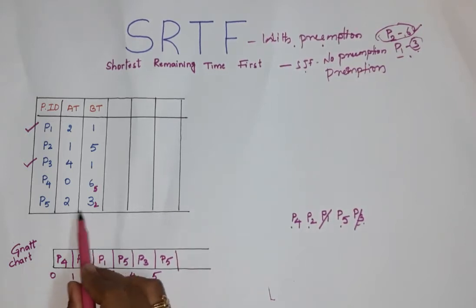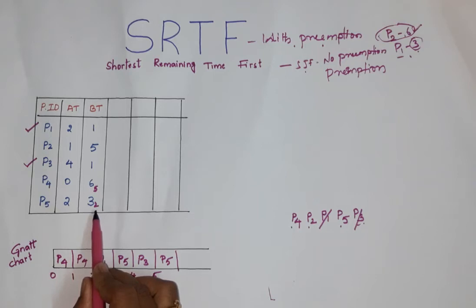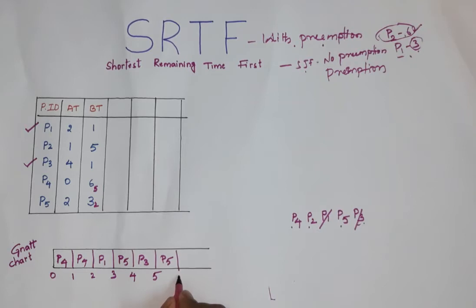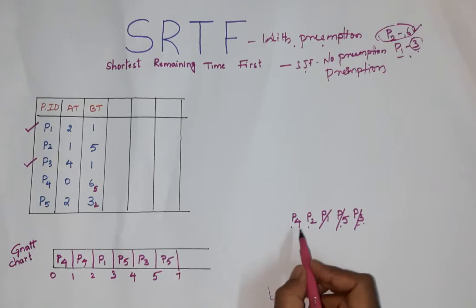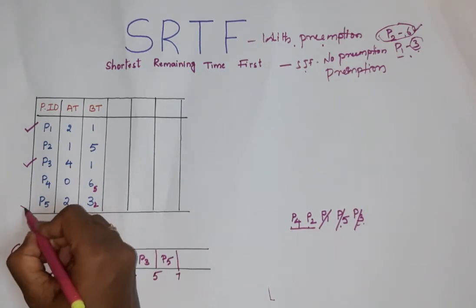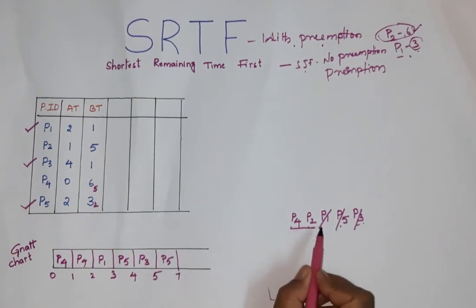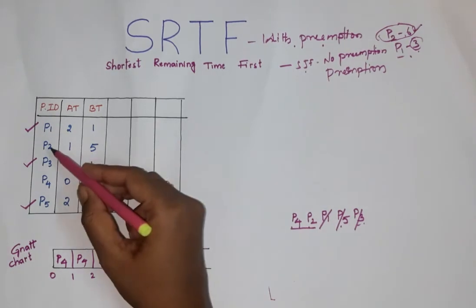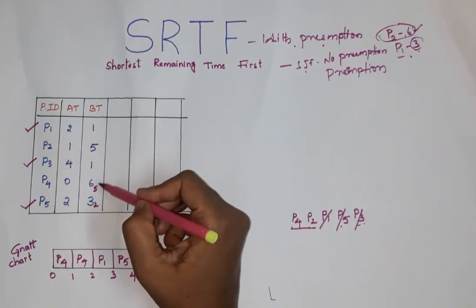How much time is needed for P5 to execute completely? 2 units of time. So we execute it completely by giving 2 units of time instead of 1, and 2 units of time means 7. Now the P5 process has executed completely. What are remaining? P4 and P2.